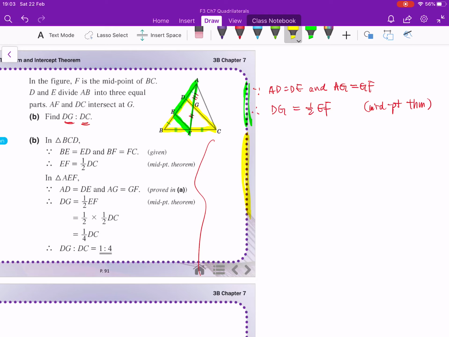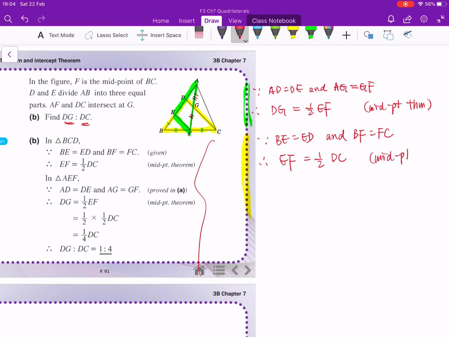In this yellow triangle, what can you observe? For me, I can observe that E and F are midpoints again. So we have a triangle with midpoints. We can apply the midpoint theorem. If we apply it, we can have some results about the length of EF and the length of DC. Since BE equals ED and BF equals FC, both of them are midpoints. Therefore, we have EF equals half of DC. This is the result from the midpoint theorem.